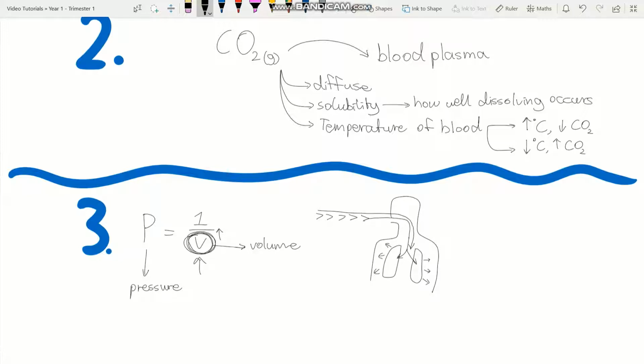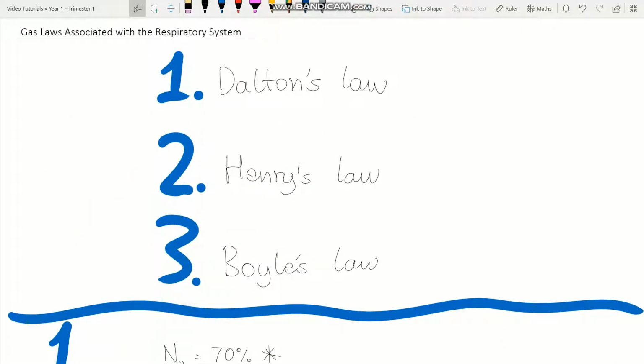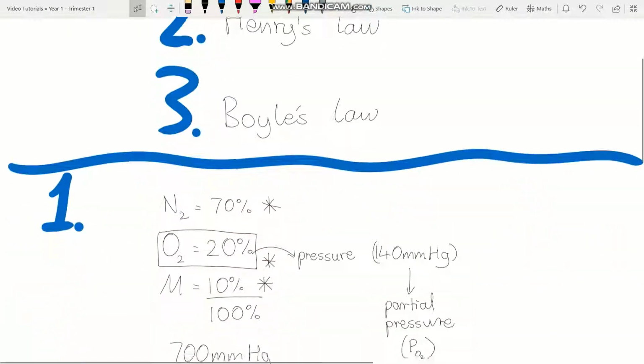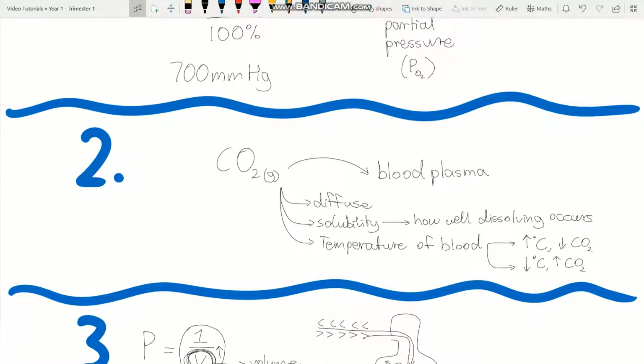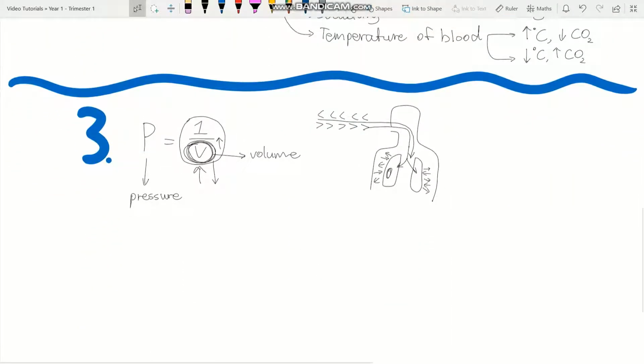The opposite occurs when we breathe out. As volume now decreases, this means that this value gets larger. Therefore, as pressure inside the lungs is larger because of the lungs becoming smaller now, air is able to move out of the body. So these three laws are what define the respiratory system. Dalton's law, relating to partial pressures; Henry's law, relating to the solubility of gases; and Boyle's law, relating to the movement of gases.